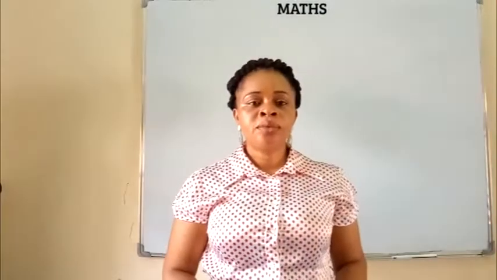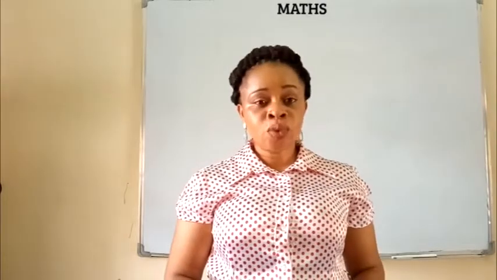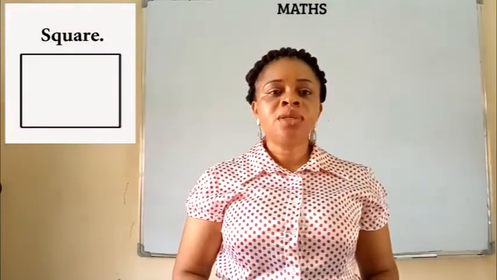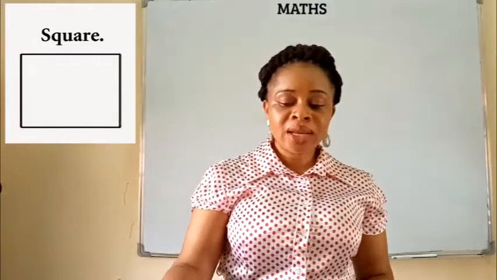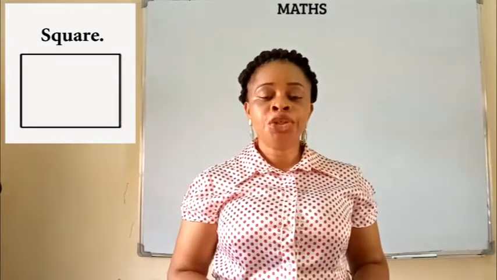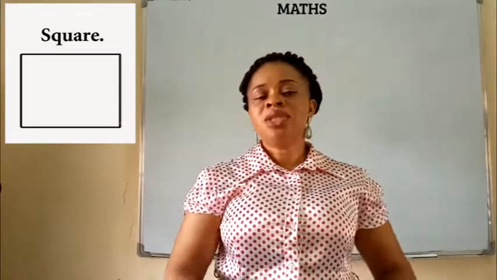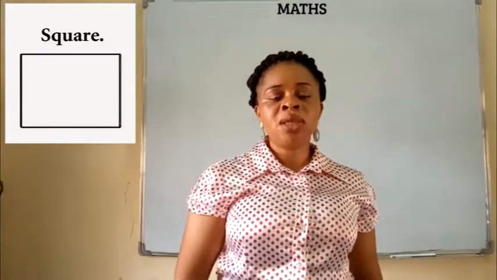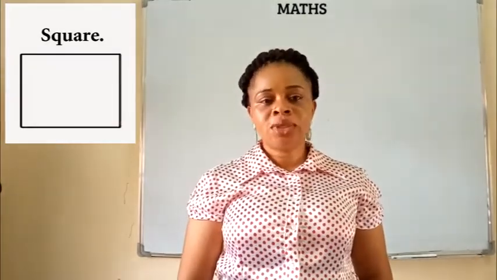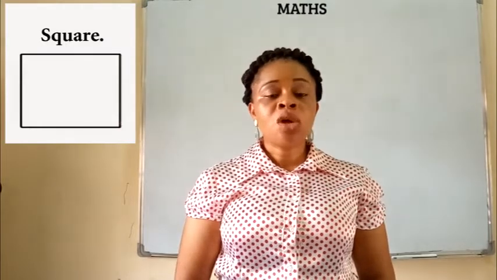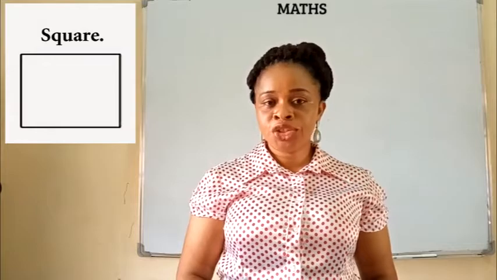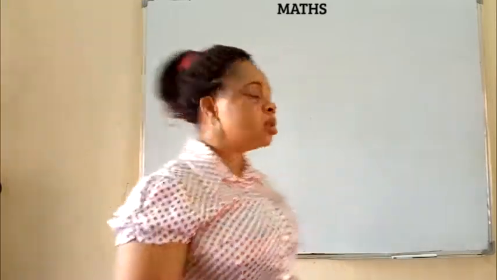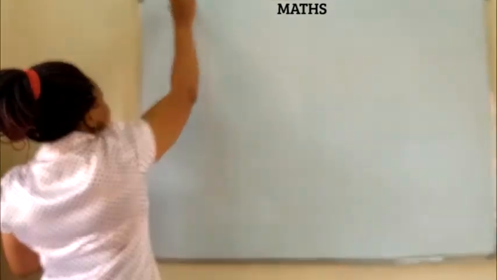Hello everyone. In this video, I want to talk about the square shape. Shapes are very important in mathematics. We are either using lines to form a shape or using shapes to determine either the perimeter or area of an object. So among all the numerous shapes we have, I want to talk about the square shape, and we go this way. Square.